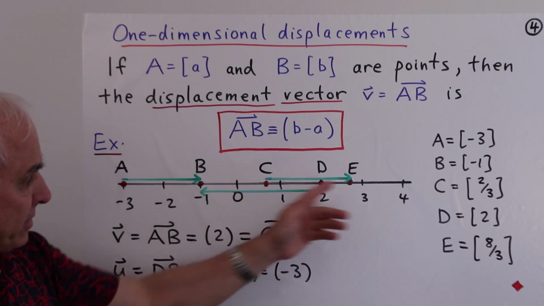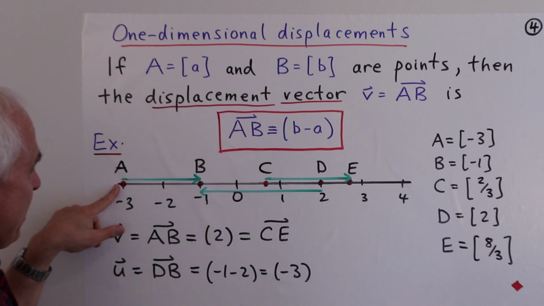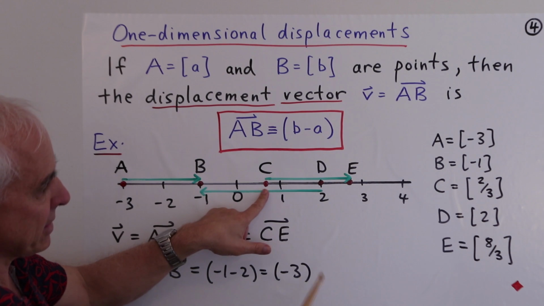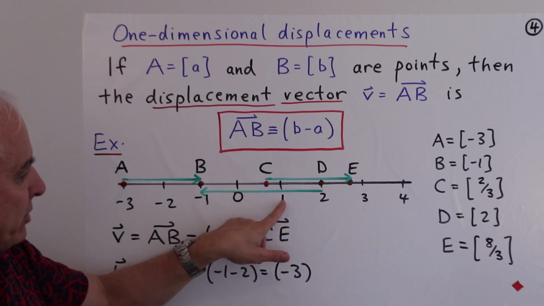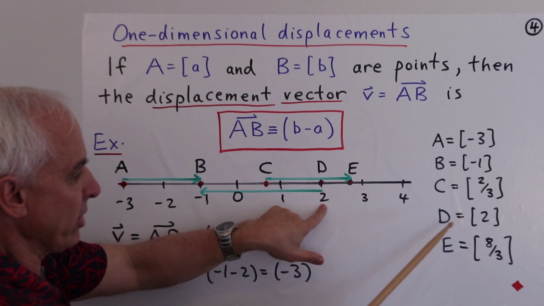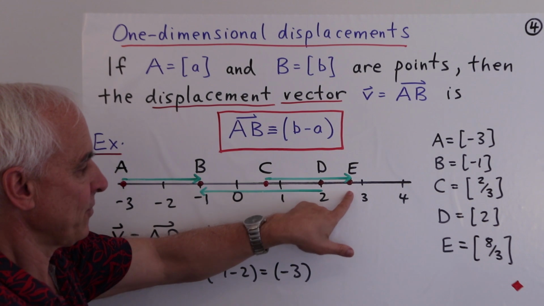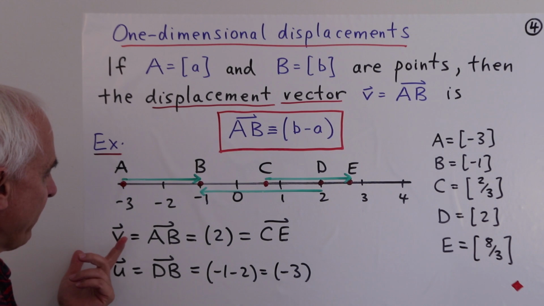So for example, here's a line, here's a couple of points. There's A, which is the point -3. There's B, which is the point -1. C is, well, a point with rational coordinates, say 2/3, between 0 and 1. D is the point 2, and E here is the point, say, 8/3, between 2 and 3.